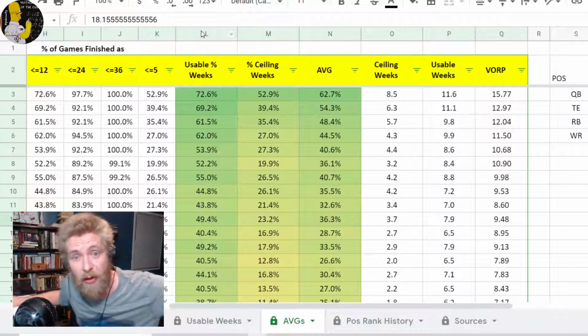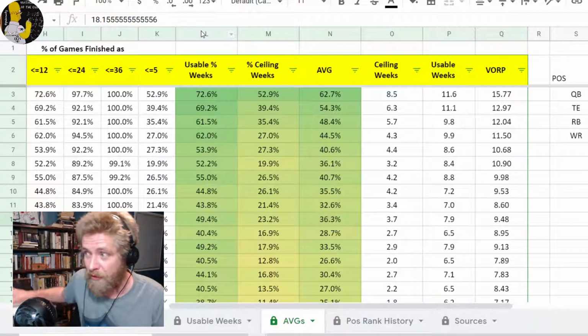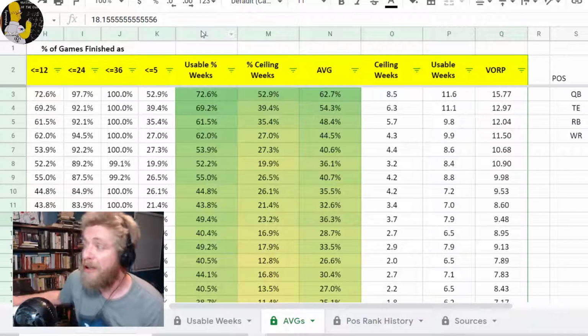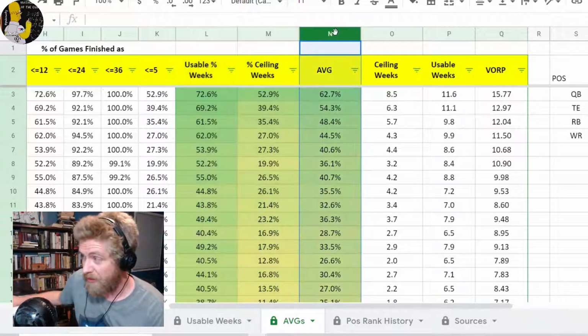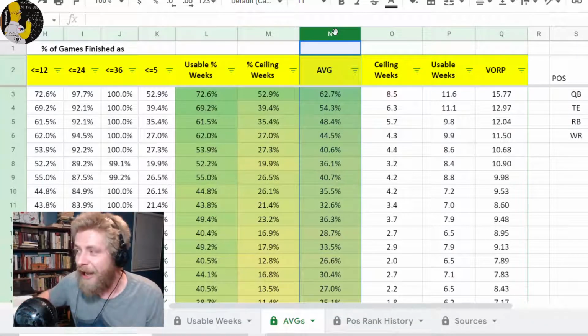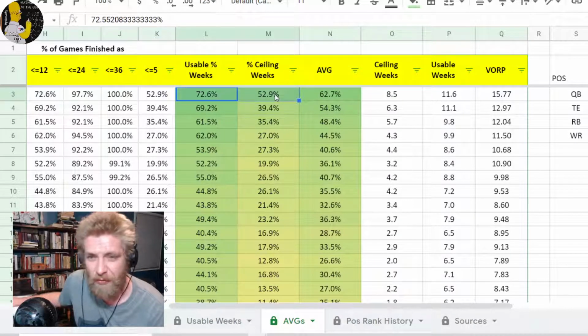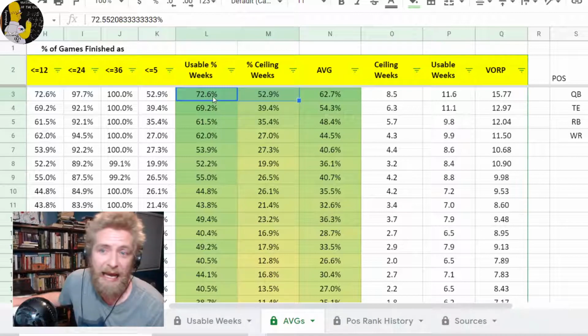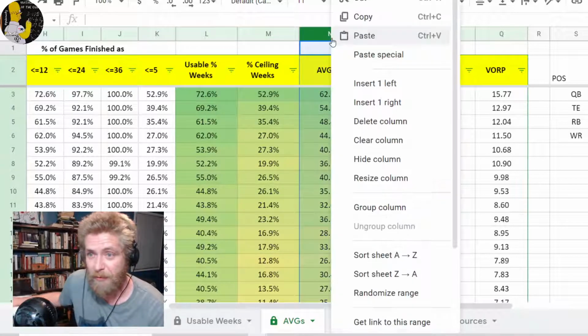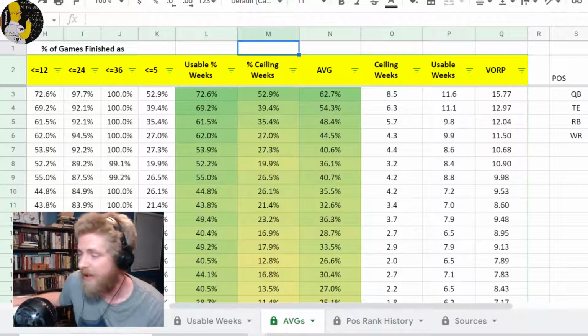It's the average of that data set that I've already looked at if they played at least 8 games. Their average usable weeks, their average ceiling weeks, and their average, I was just looking for if this was describable in a single number instead of having 2. So it's the average of their usable and ceiling weeks. Honestly, I probably should have just deleted this, but it's in there now, so there you go.